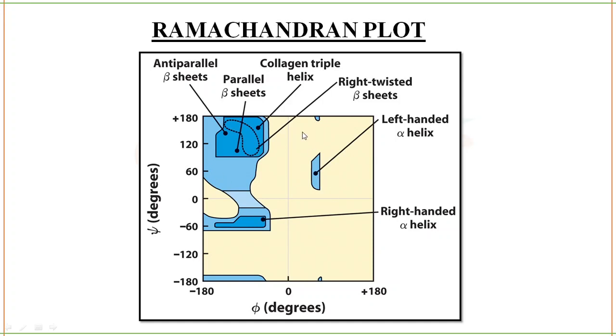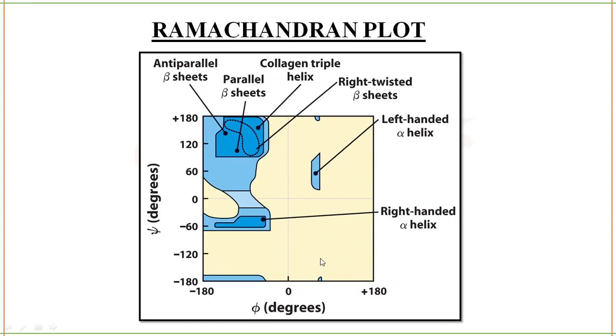This alone you know. You see, x-axis is phi, y-axis is psi. It is extending from minus 180 degrees to plus 180 degrees. Here again minus 180 degrees to plus 180 degrees. This is all you have to remember for the Ramachandran plot: phi in the x-axis, psi in the y-axis, extending from minus 180 degrees to plus 180 degrees.